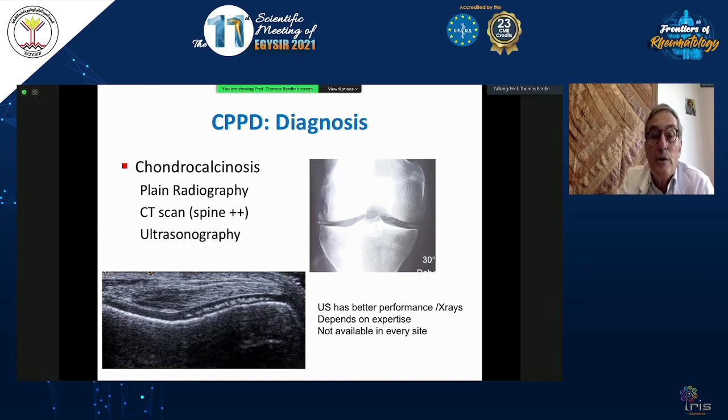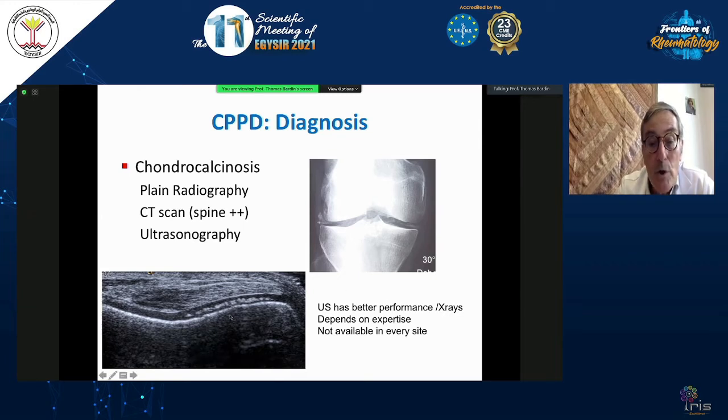CT scan is, of course, a little more sensitive than plain radiography, but is mainly interesting for chondrocalcinosis of the spine. I will come back to that later. And ultrasonography has a great sensitivity, great availability. Most rheumatologists now perform ultrasonography, which is an excellent tool for diagnosis of crystal-related diseases.